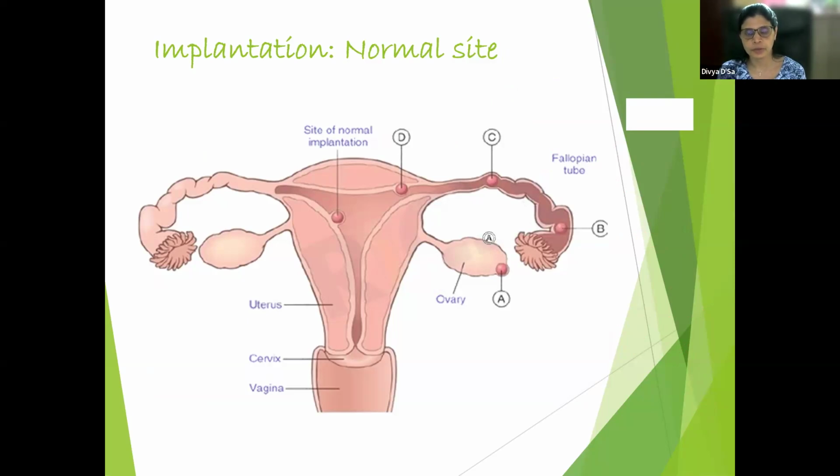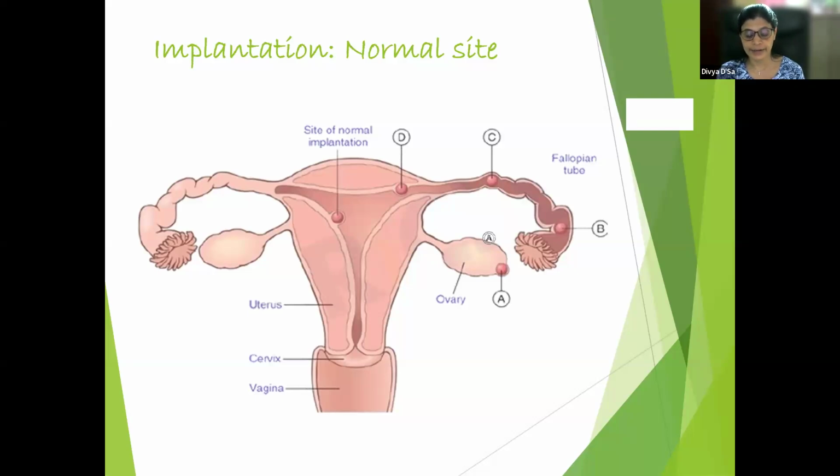A site of normal implantation. Other than interstitial, we have two other types of implantation, which we call eccentric implantation and central implantation. In eccentric implantation, the blastocyst gets embedded within the crypts of the uterine wall. Okay, uterine crypts we say. So between that, it gets embedded.